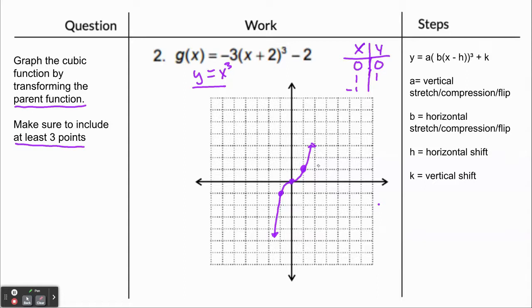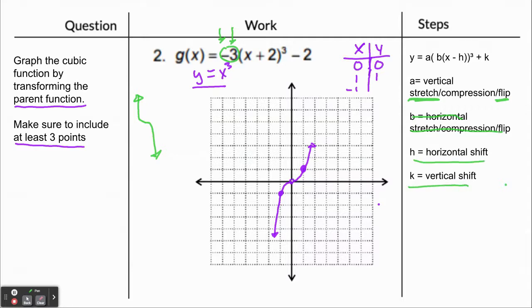So first of all, looking at our transformations, it looks like we have a vertical stretch by a factor of 3, and it flips because it is a negative. So what that means is that it's actually going to look something like this because we're going to flip it. There's no b value, so we don't have to worry about that. There is an h and a k value, so I'm actually going to start with that.